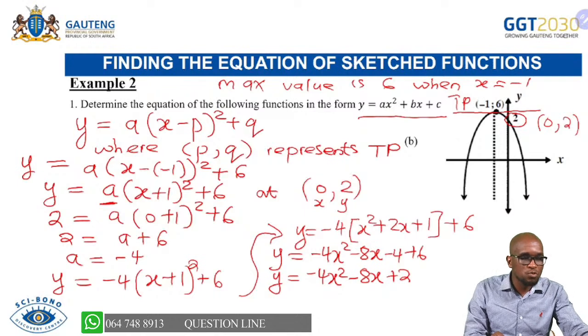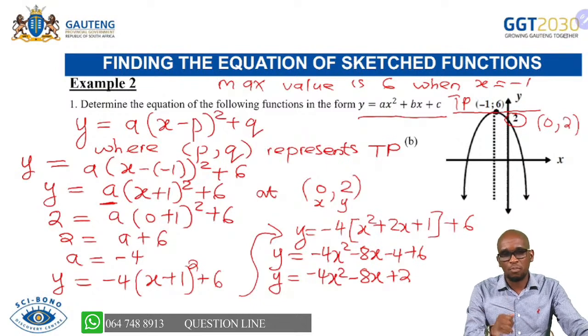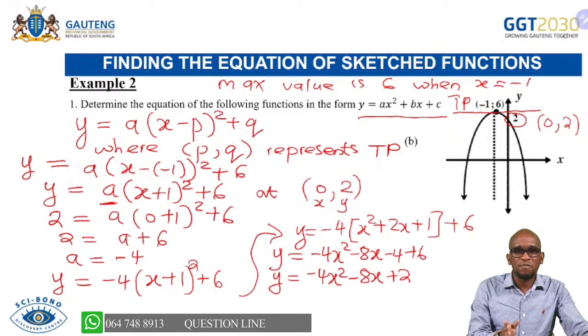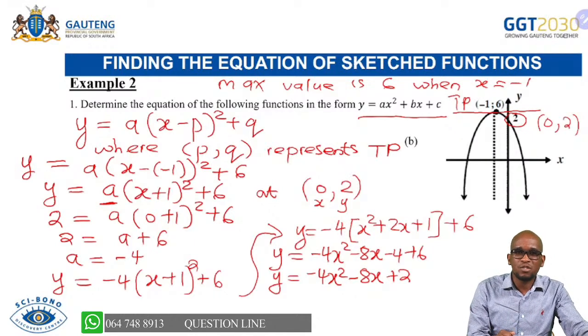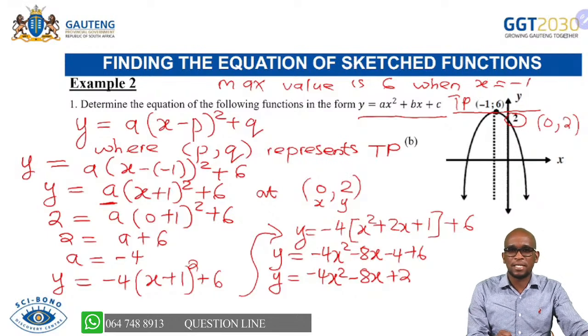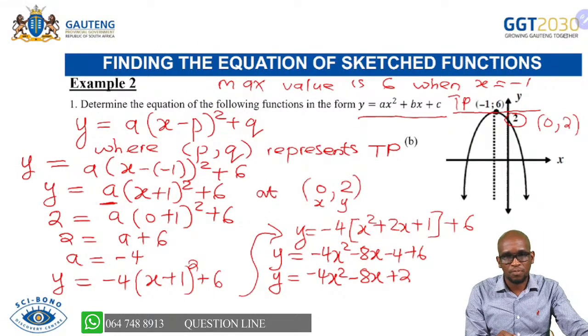Now, let's summarize what we just did. We looked at 2 different parabolas. In the first one, we're given 2 x-intercepts and an additional point. We said if we are given 2 x-intercepts and an additional point, we use the standard form y is equal to a into x minus x1 times x minus x2, where x1 and x2 represent the x-intercepts.